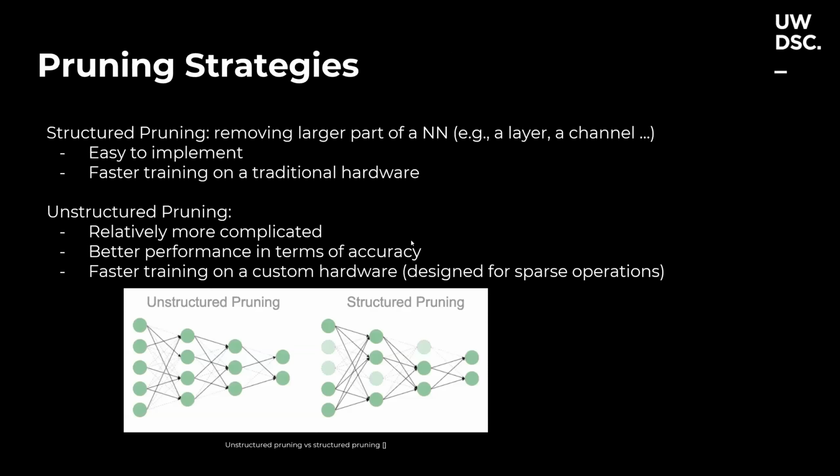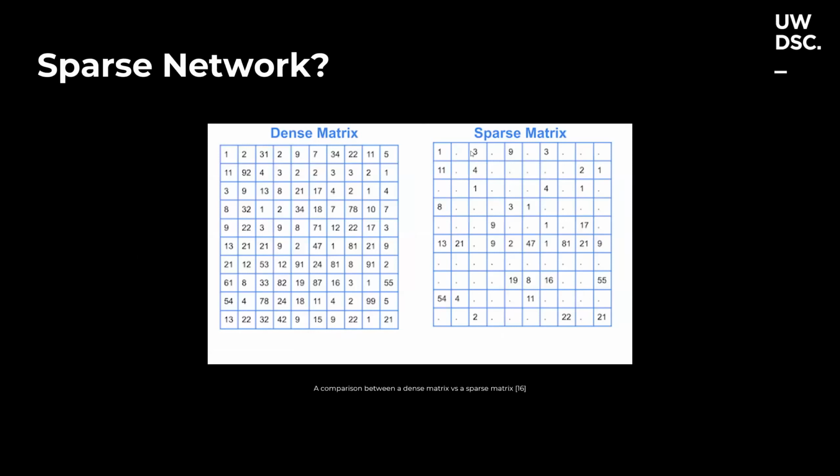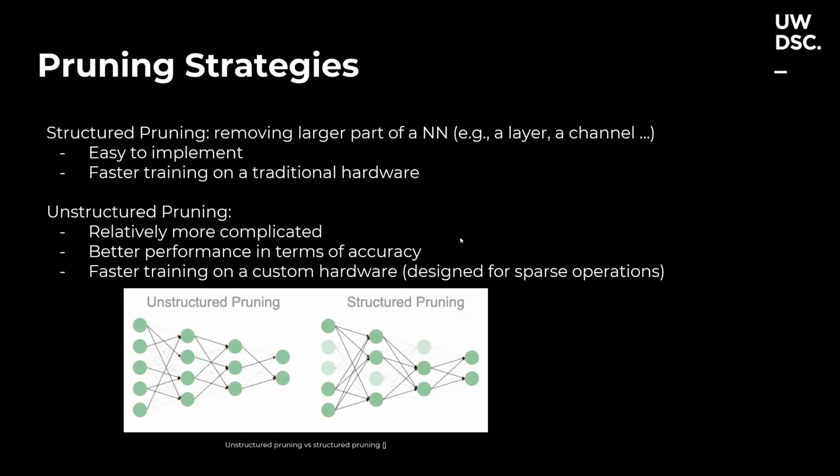And there are two types of pruning strategy. One is structure pruning. So as I said before, removing neurons, because each neuron represents a row in the weight matrix theta. And unstructured pruning is basically removing some entries in a weight matrix. So like this one, you can see it's not removing an entire row, it's removing some entries within the dense matrix.